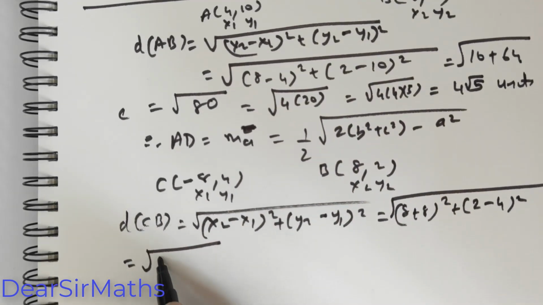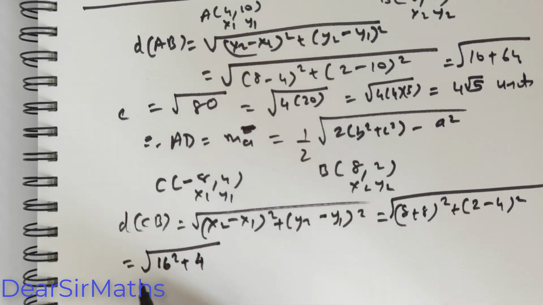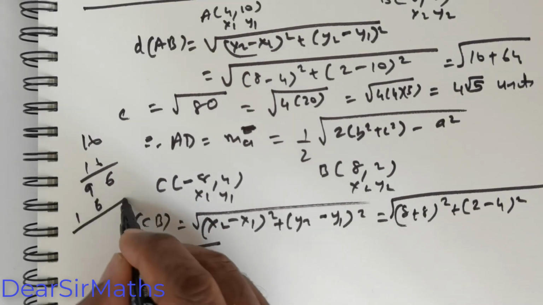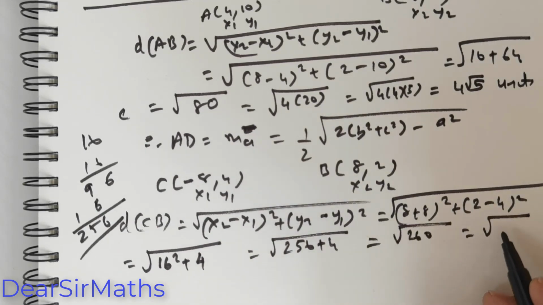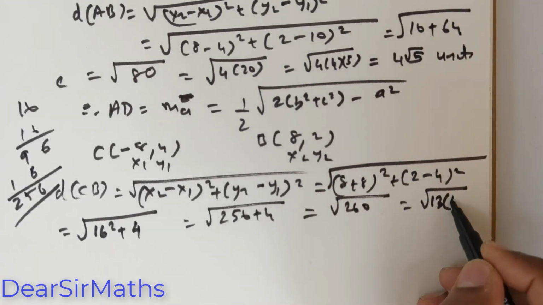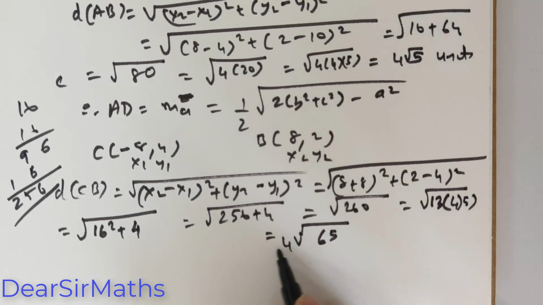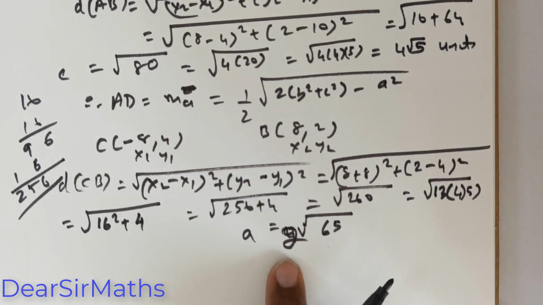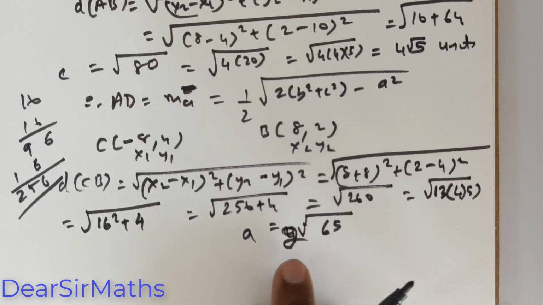So this is 16, 8 plus 8 is 16, 16 squared, plus (2 minus 4), that's negative 2, squared is 4. 16 squared is 256. So 256 plus 4 is 260. Now 260 is 13 times 20, and I can write 20 as 4 times 5. So this is going to be 4 times 5 times 13, which is 65. So my a is the root of 4, which is 2, times root of 65. Let me check: 5 times 13 is 65, so this is correct. a is 2 times root of 65.